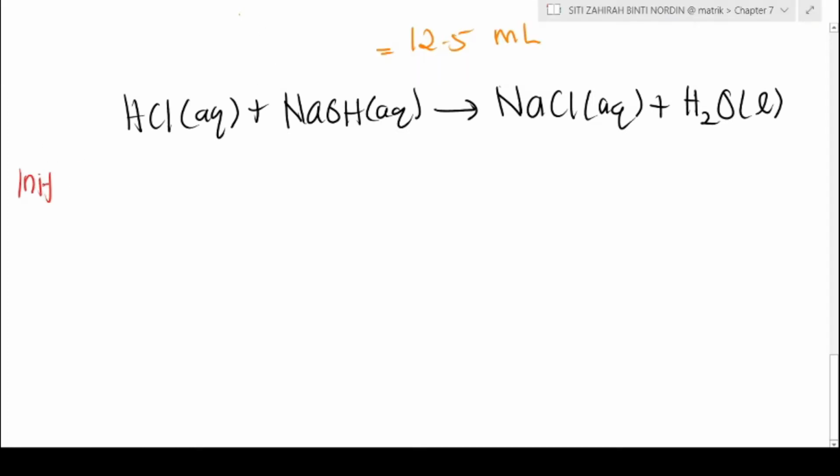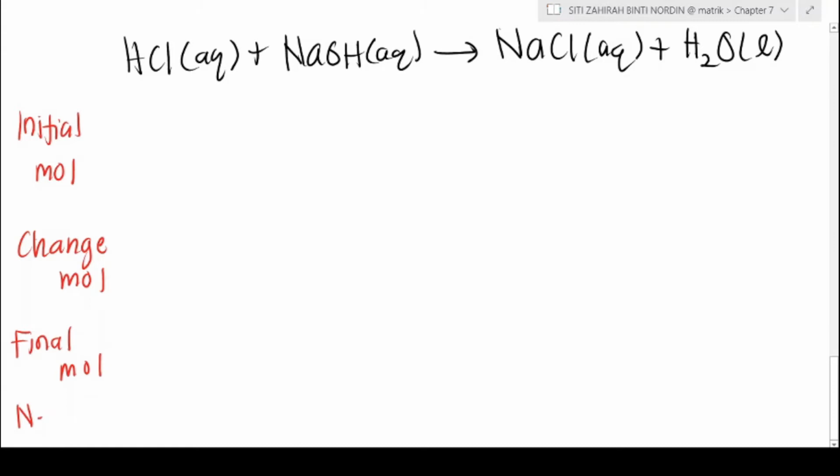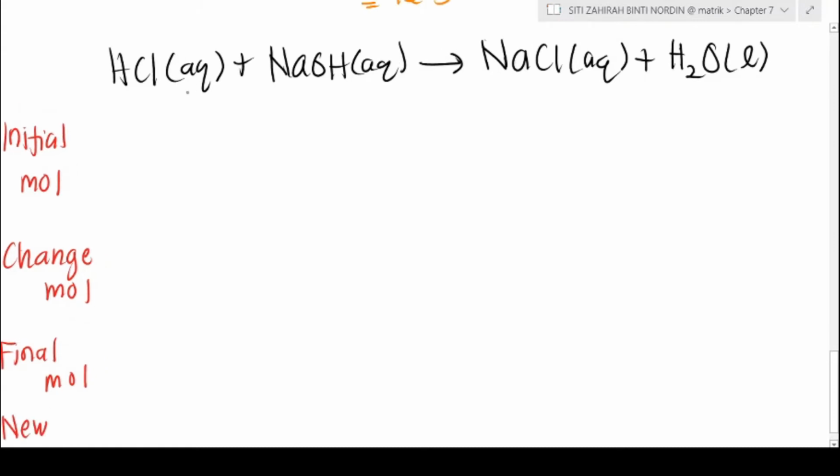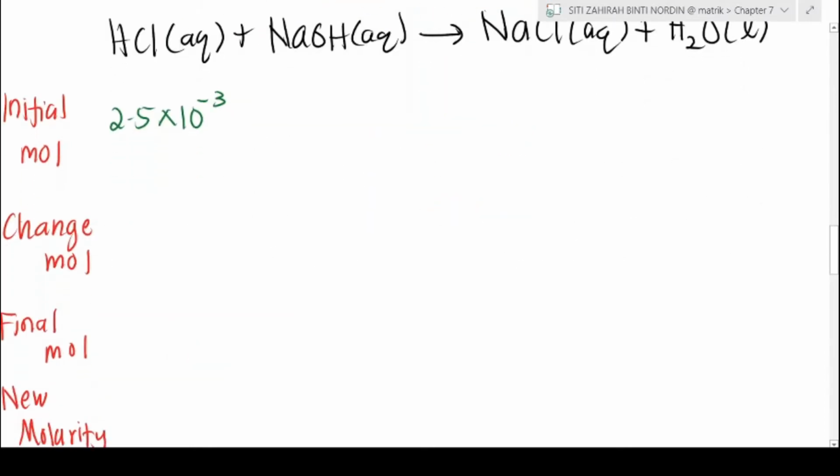So what is the initial mole, change, final, and lastly our new molarity? The initial mole for HCl, we've already calculated this before. That would be 2.5 times 10 to the power of minus 3. But for the sodium hydroxide, remember we add the sodium hydroxide. So we've got new mole of it, which is 1.25 times 10 to the power of minus 3. We don't have any salt formed.